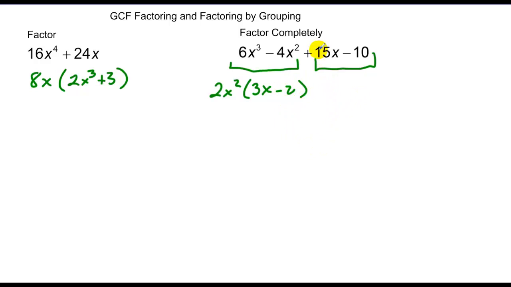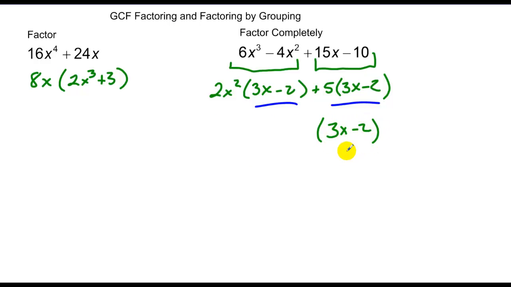In this case, I have a 5 in common, and I'm left with a 3x minus 2. Now you'll notice that we also, in this next step, have a 3x minus 2 in common. So I'm going to factor that out. And 3x minus 2 times what is 2x squared times 3x minus 2? That's 2x squared. And 3x minus 2 times what is 5 times 3x minus 2? That's plus 5. And so that's factoring by grouping.